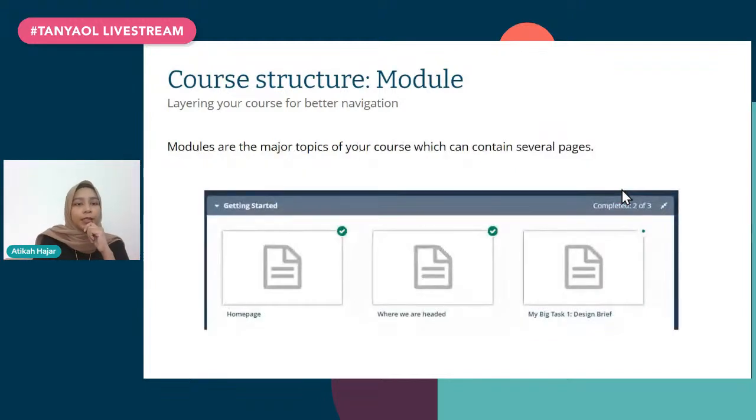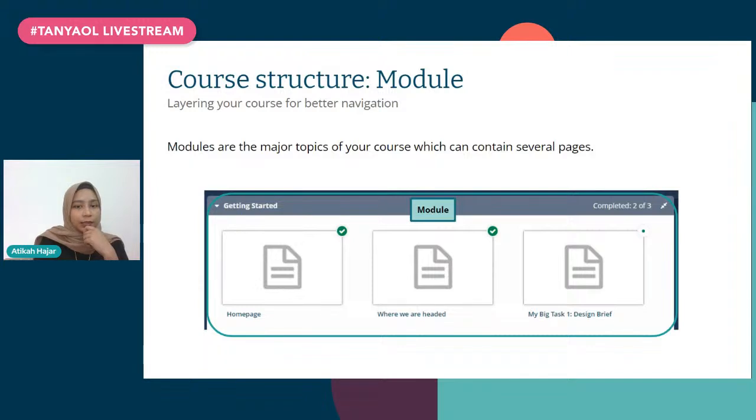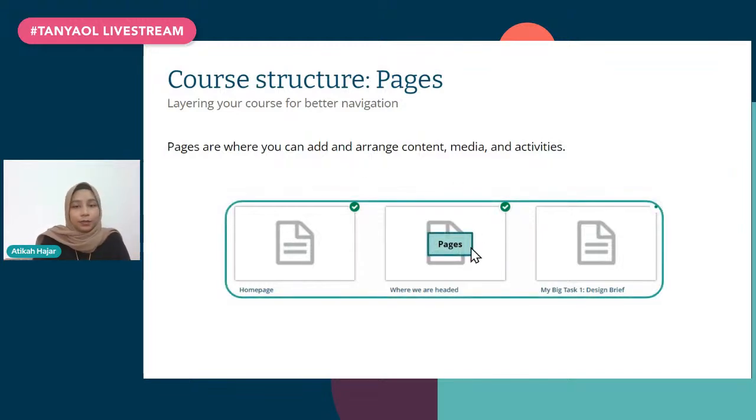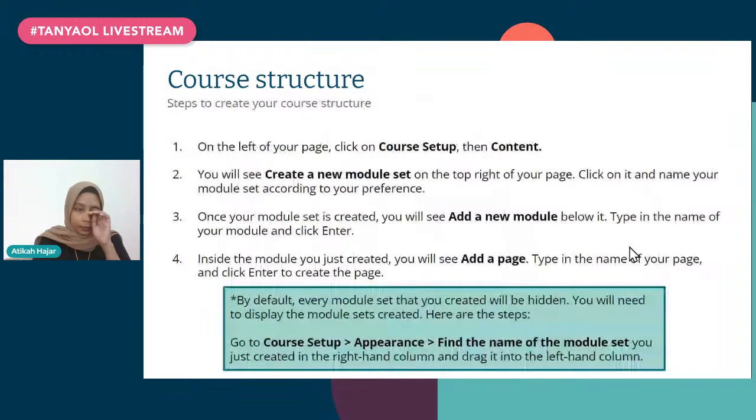Okay, and then you have modules, which are the major topics of your course, which can contain several pages. Okay, these are the modules. You can have more modules. And pages, where you can add and arrange content, media, and activities. So these are examples of modules that are available. Okay, so these are very blank ones. You can actually have images, thumbnails, to showcase what the pages are all about. Okay.